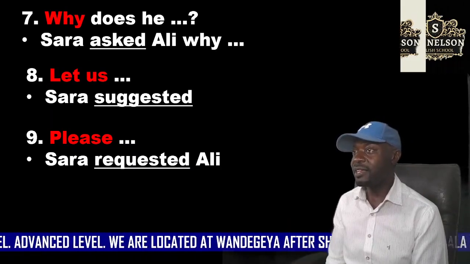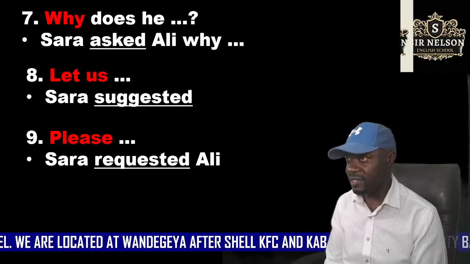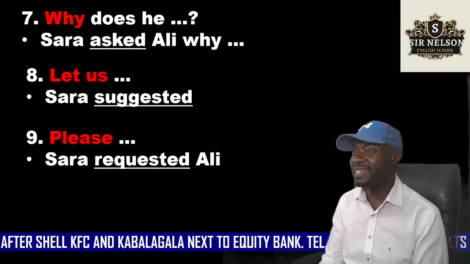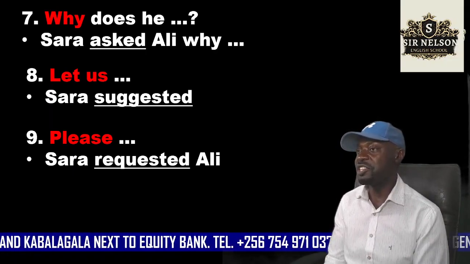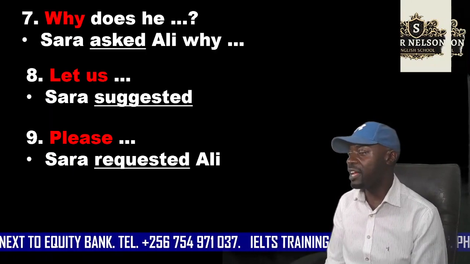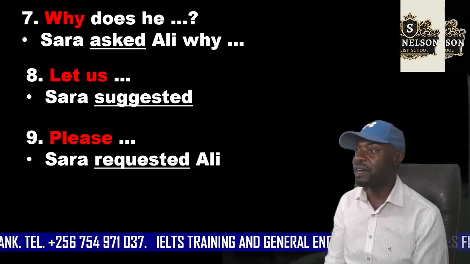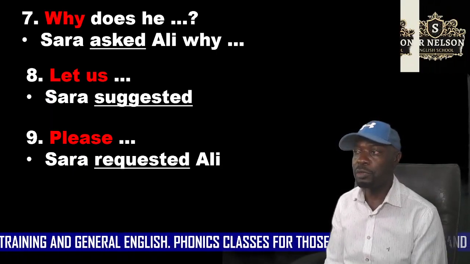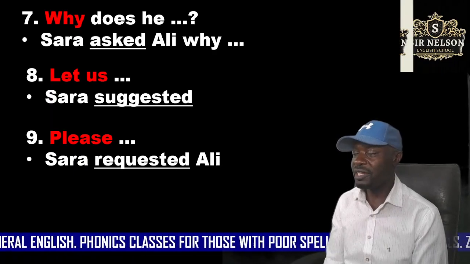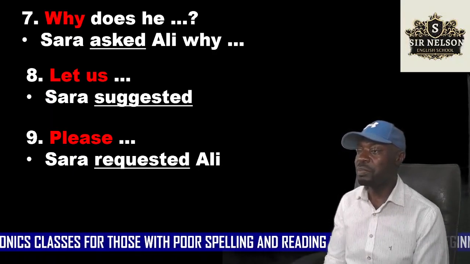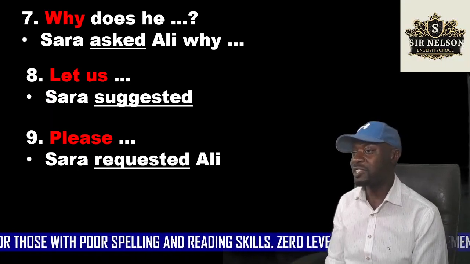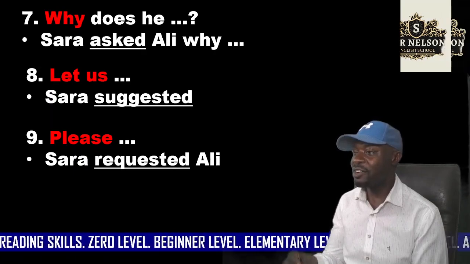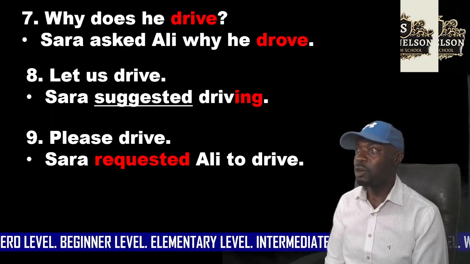Why does he? Does and do operate in the same way. Sarah asked Ali why. Now we have a new sentence: let us. In English, those are suggestions. Sentences that begin with let us are suggestions, so the reporting verb is suggested. Sarah suggested. I want you to see this time I'm not putting the name Ali. Please. Sentences in English that begin with please are requests. The reporting verb is requested. Please, Sarah requested Ali. Complete sentence.